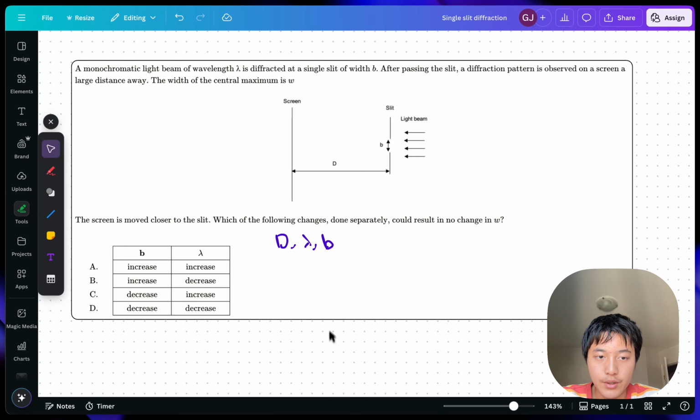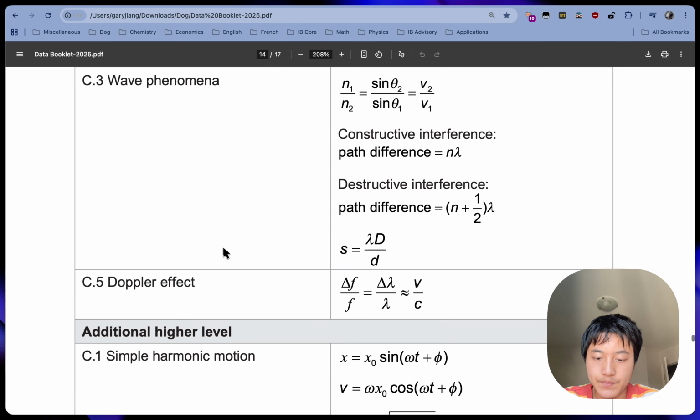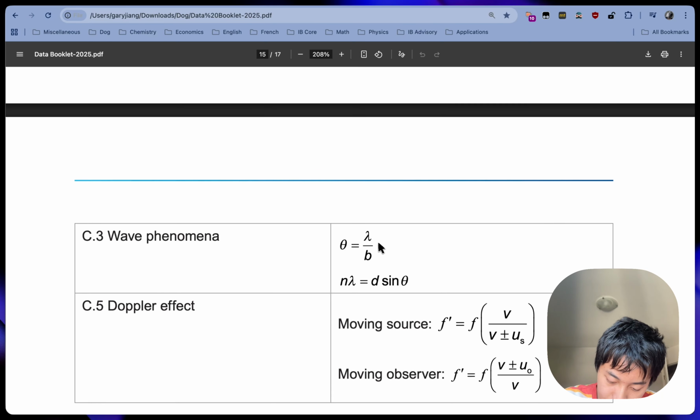Okay, so let's look at the formulas applicable for this. S equals lambda D over the slit distance. This is a formula for double slit diffraction, but it can also be applicable here. And for b and lambda, we can use this one. The angle between the central maximum and the first minimum is lambda over b.